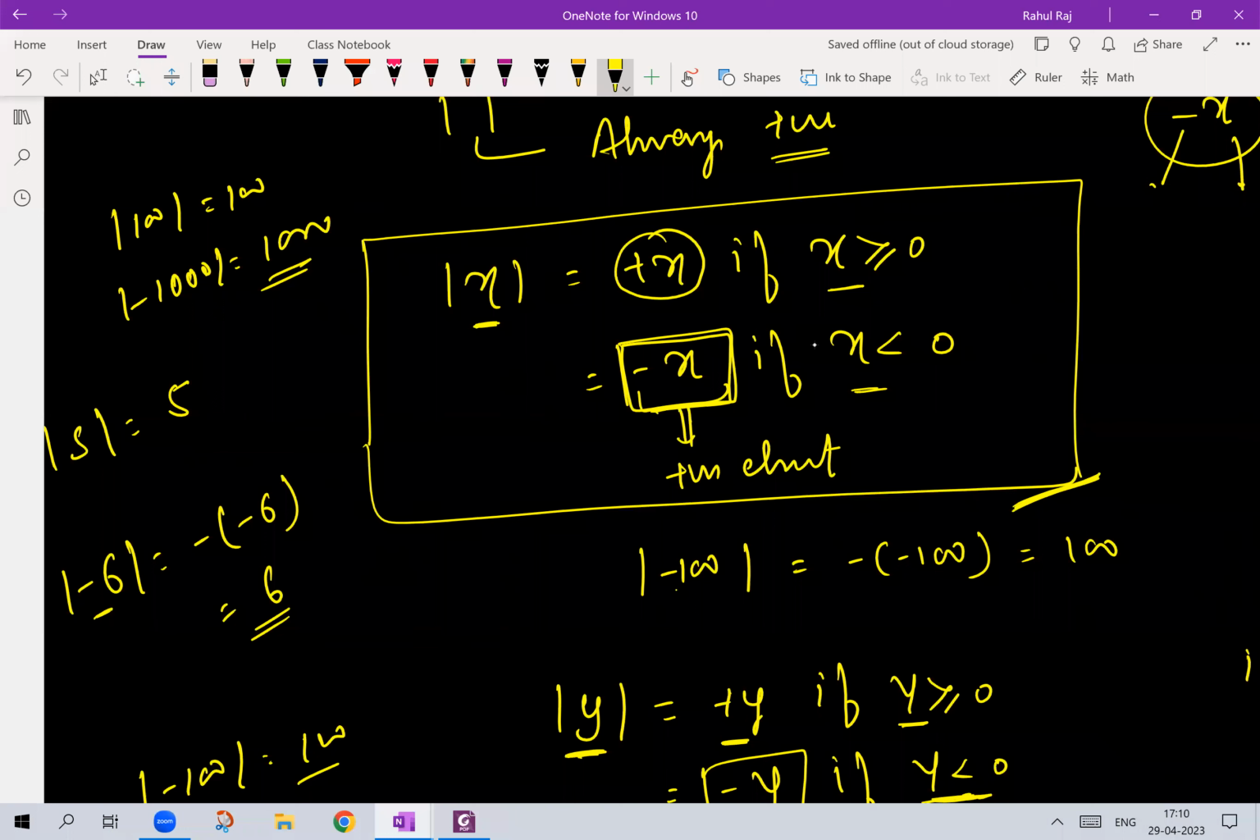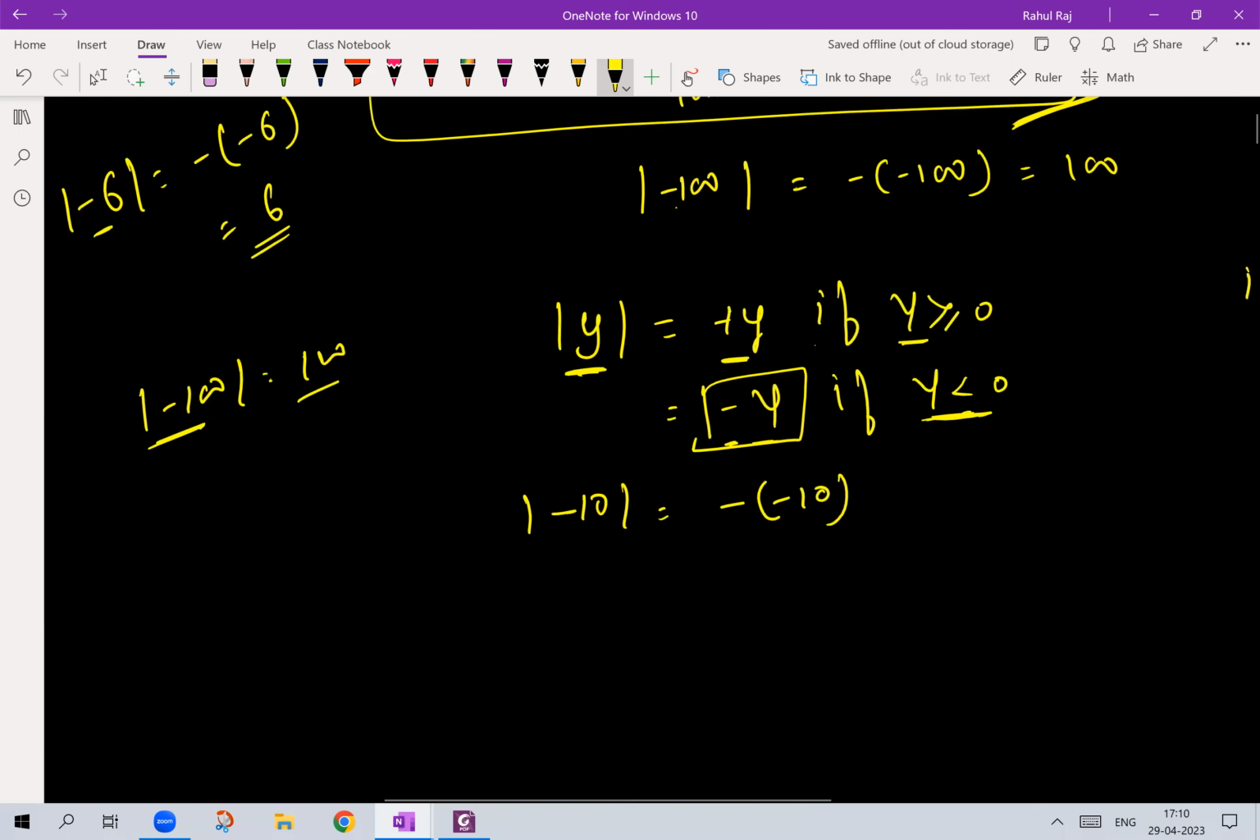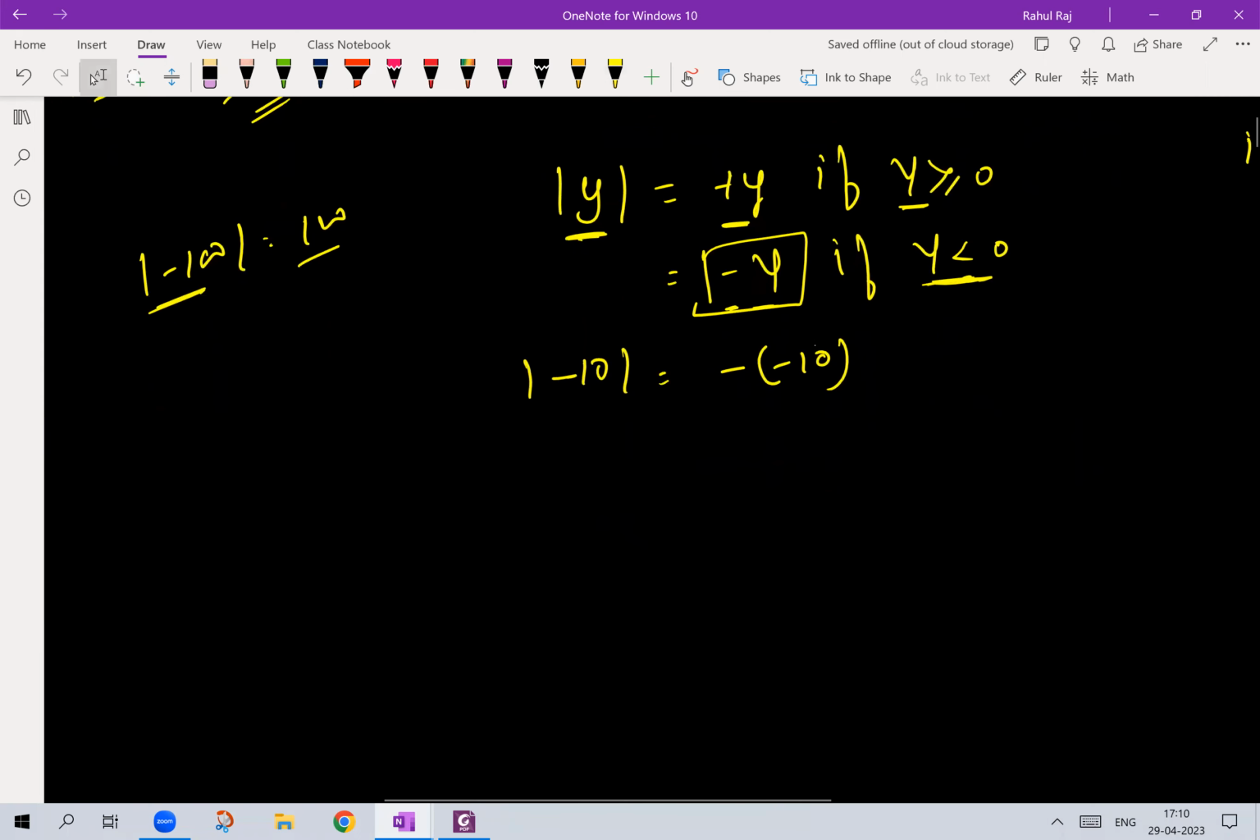Please tell me anyone who didn't understand this. Anyone? Is this clear, Kashish? Vanshika? Neha, is this clear? Perfect.